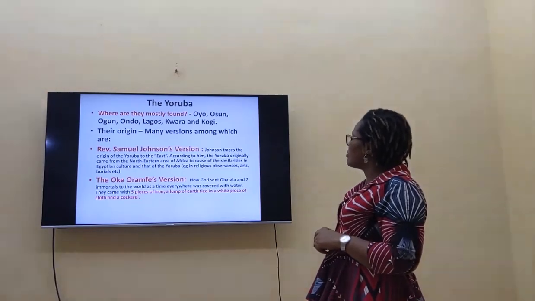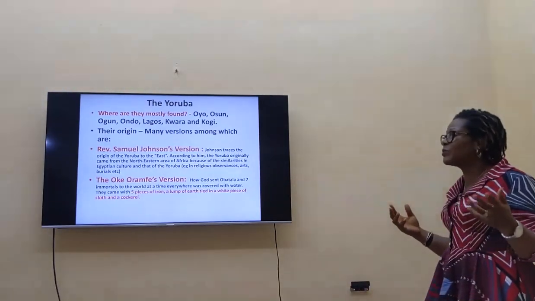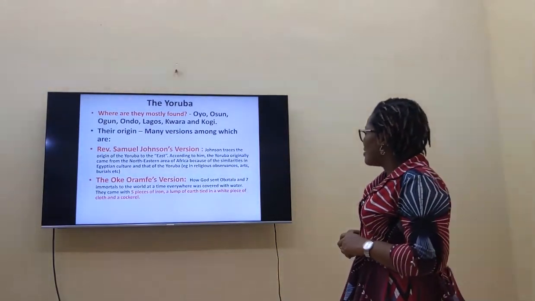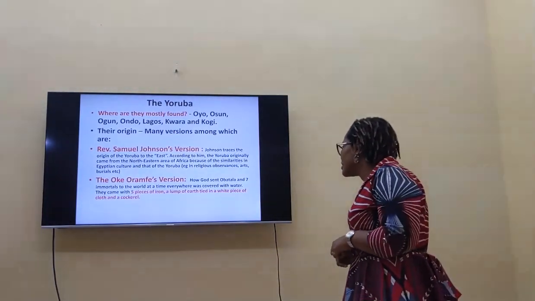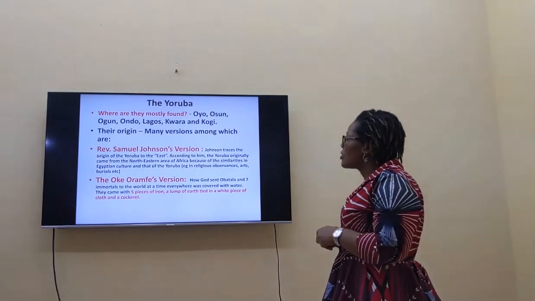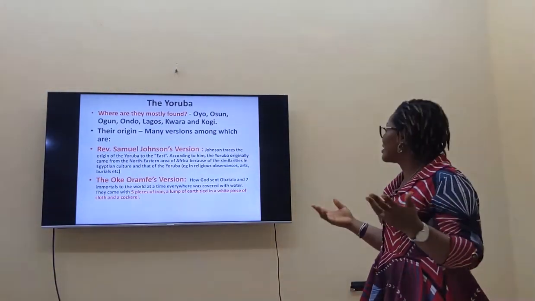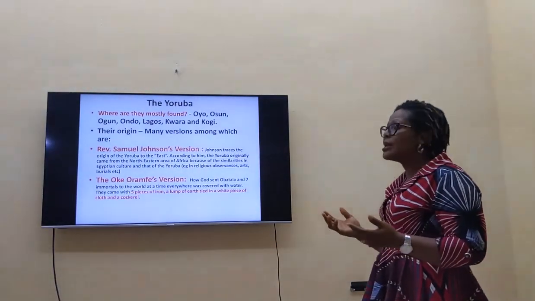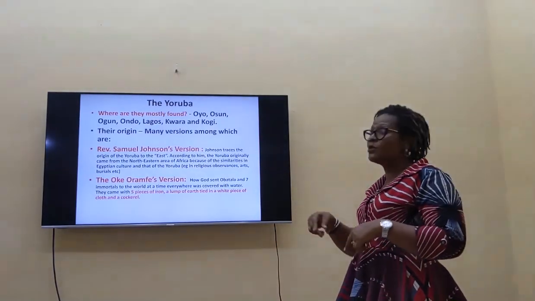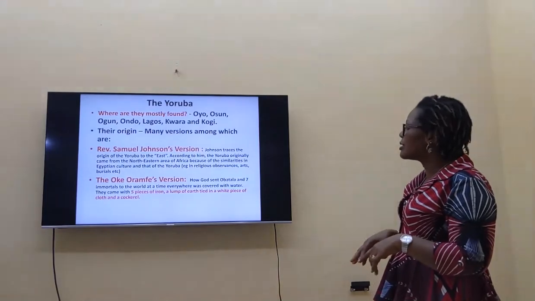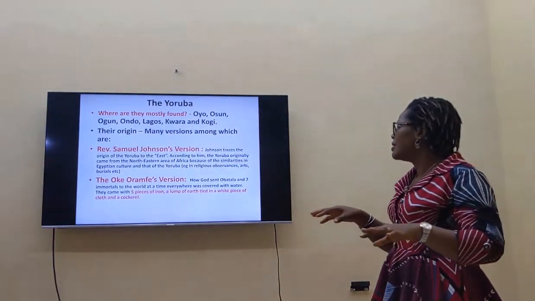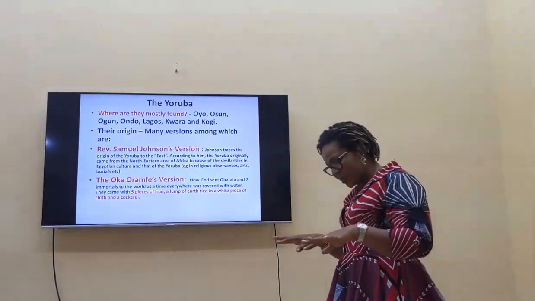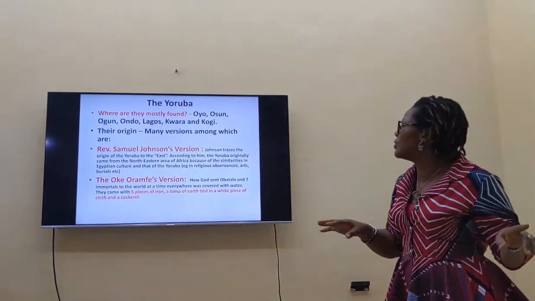The second one is the Oke Ora Ife version. God sent Obatala and several immortals into the world at a time when everywhere was still covered with water. When he sent them, he gave them five pieces of iron, a lump of earth tied in a white piece of cloth, and a cockroach. On the way, Obatala got drunk, and Oduduwa usurped power from him. He then led those immortals that God sent alongside Obatala to the earth. When they got to the earth, everywhere was still covered with water. They placed the five pieces of iron, the lump of sand on it, and then the cockroach stepped on those things that they had placed, and the earth was formed.